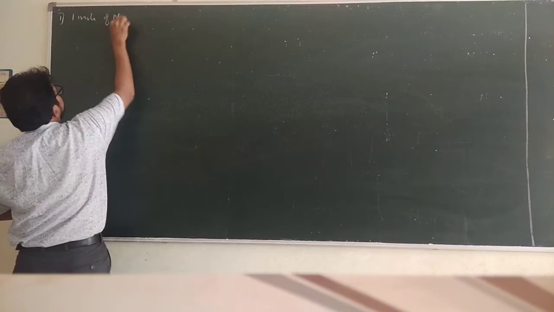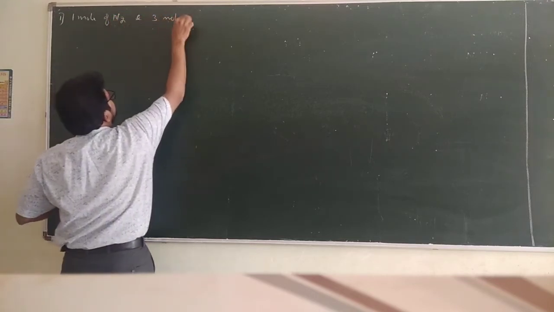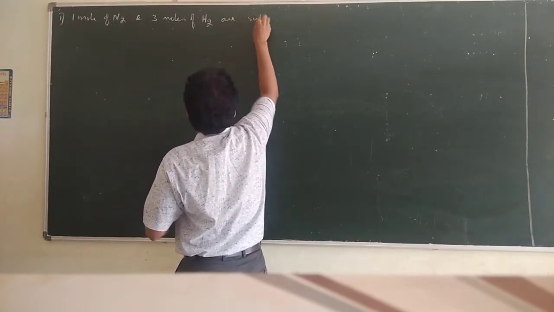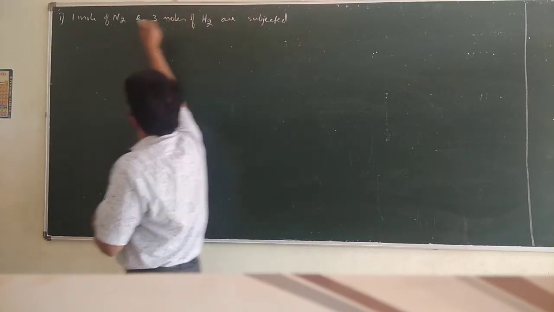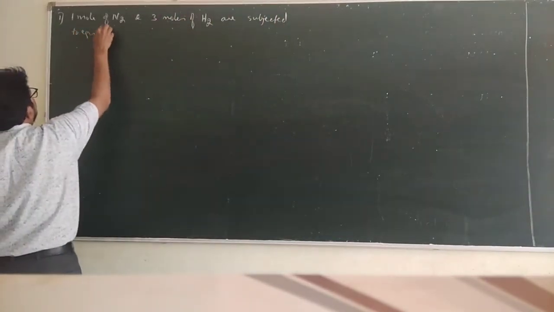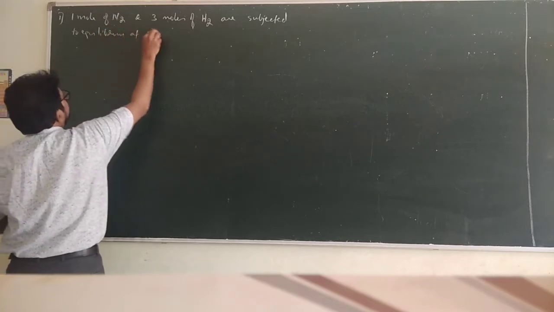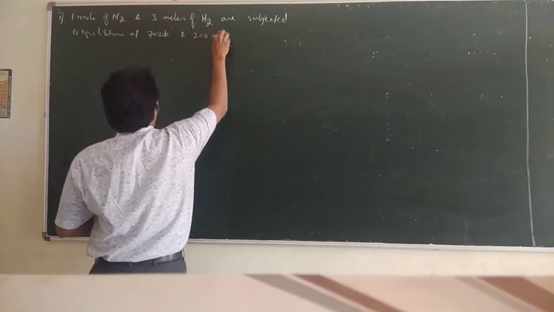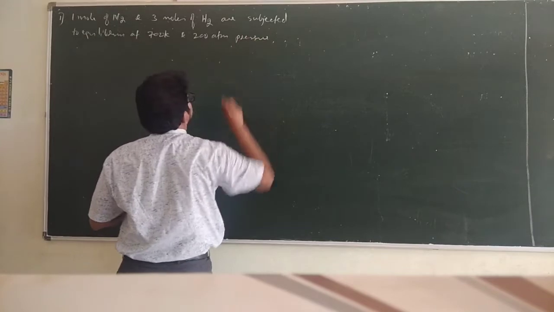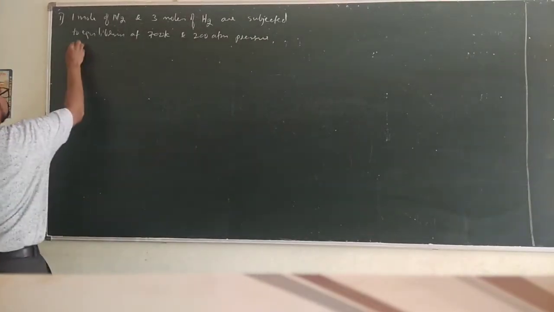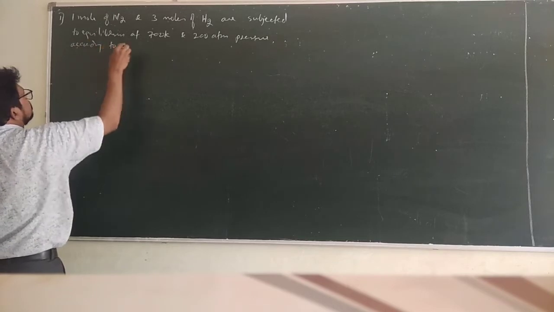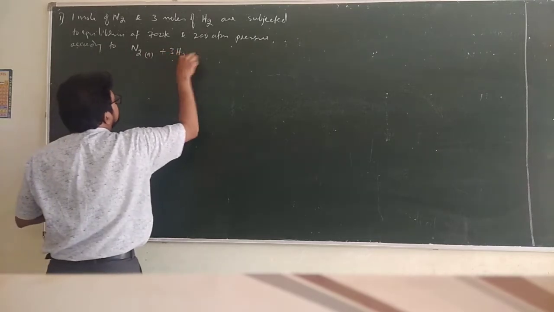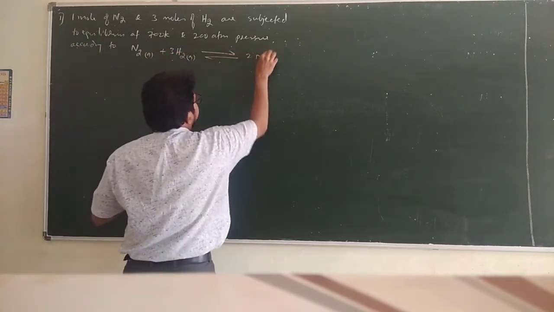One mole of nitrogen and 3 moles of hydrogen are subjected to equilibrium at 700 Kelvin and 200 atmosphere pressure according to N2 gas plus 3H2 gas giving 2 NH3 gas.